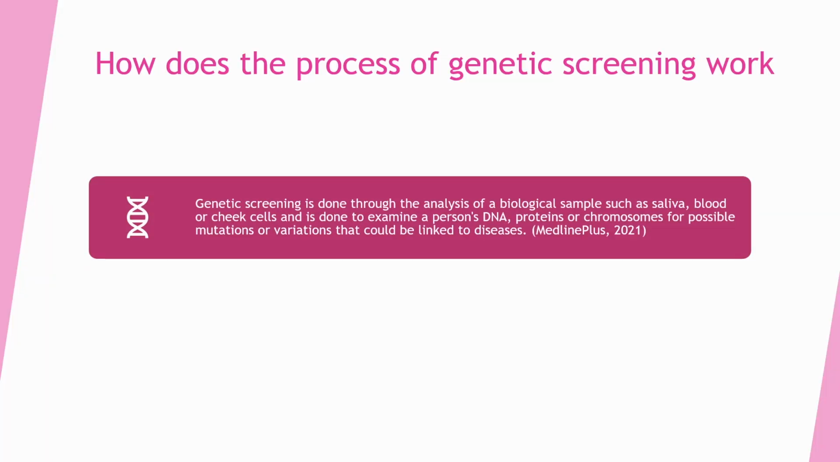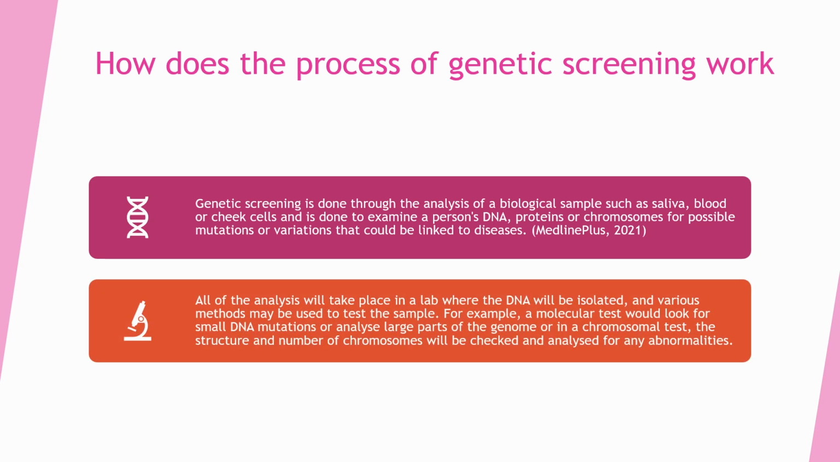Genetic screening is done through the analysis of a biological sample such as saliva, blood, or cheek cells, and is done to examine a person's DNA, proteins or chromosomes for possible mutations or variations that could be linked to diseases. All of the analysis will take place in a lab where the DNA will be isolated and various methods may be used to test the sample. For example, a molecular test will look at small DNA mutations or a chromosomal test will analyze large parts of the genome. The structure and number of chromosomes will be checked and analyzed for any abnormalities.